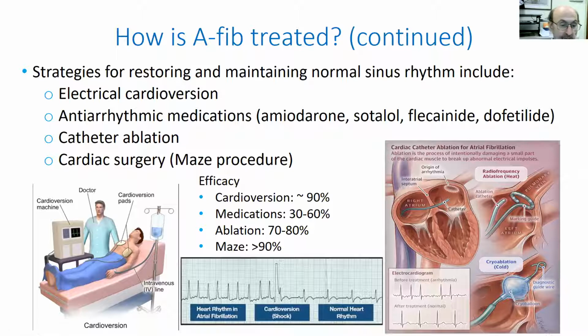The most effective treatment we have at the current time is what's called a maze procedure. This is a cardiac surgical procedure, which is usually performed in conjunction with another open heart surgery. So if somebody needs a bypass operation or a heart valve procedure, and they also have atrial fibrillation, then the surgeons will often perform this maze procedure, which is better than 90% effective in restoring and maintaining normal rhythm.